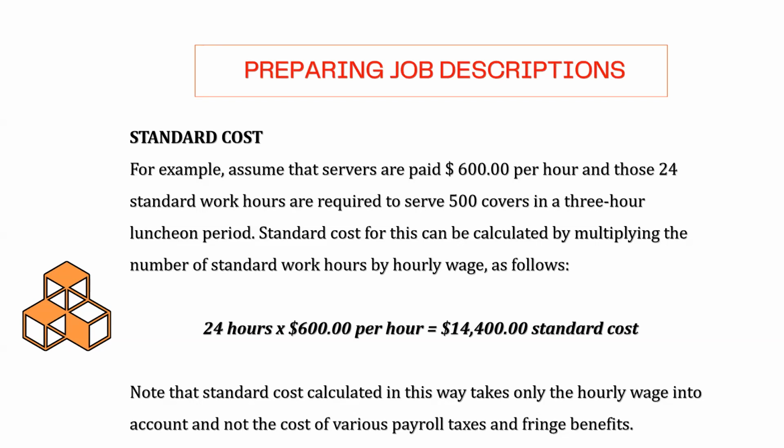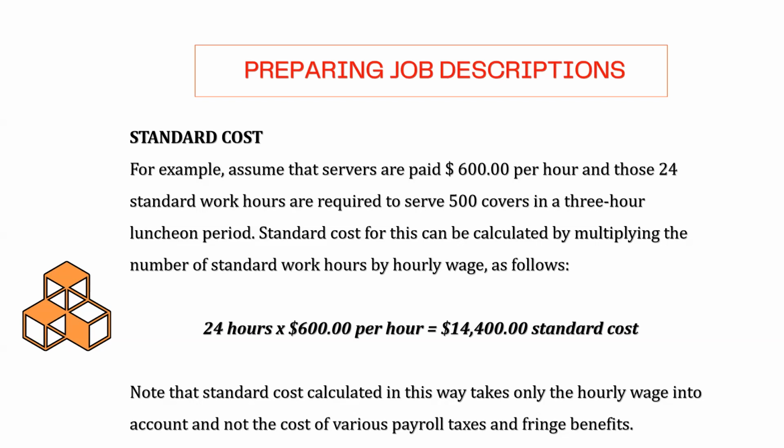For example, assume that servers are paid $600 per hour and that 24 standard work hours are required to serve 500 covers in a 3-hour lunch period. Standard cost for this can be calculated by multiplying the number of standard work hours by the hourly wage. So 24 hours by $600 per hour is $14,400, and that's your standard cost.